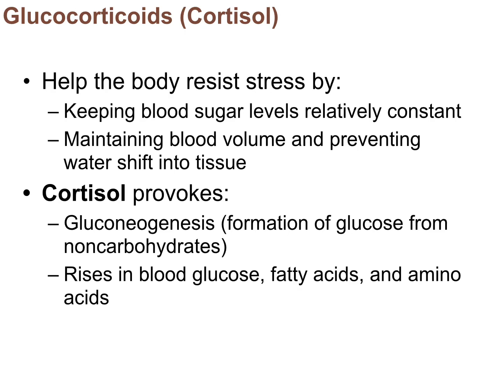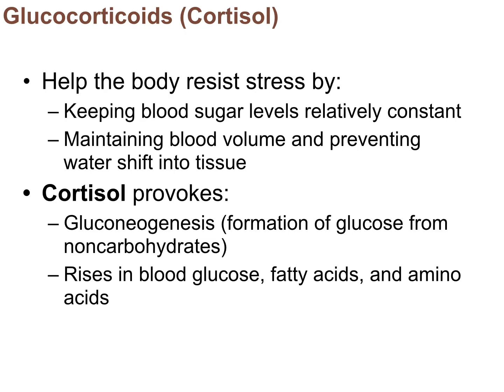As far as our glucocorticoids, we have cortisol. Now, cortisol gets a bad rap because it's like this bad hormone, but cortisol in small amounts, in the proper amounts, with the proper cycles that our body uses cortisol, is very essential. It actually helps the body resist stress. It keeps the blood sugar levels constant. It maintains blood volume, helps prevent some water shift into tissues.